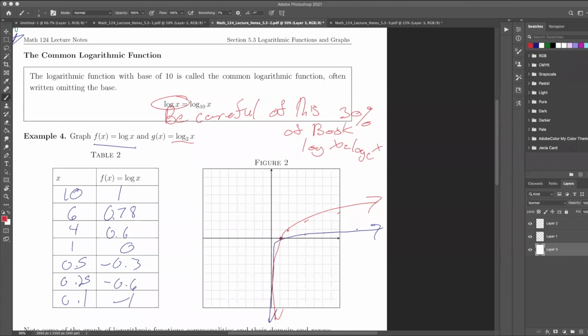Show you exactly what's going on. Desmos, where are you at? Desmos.com. All right.